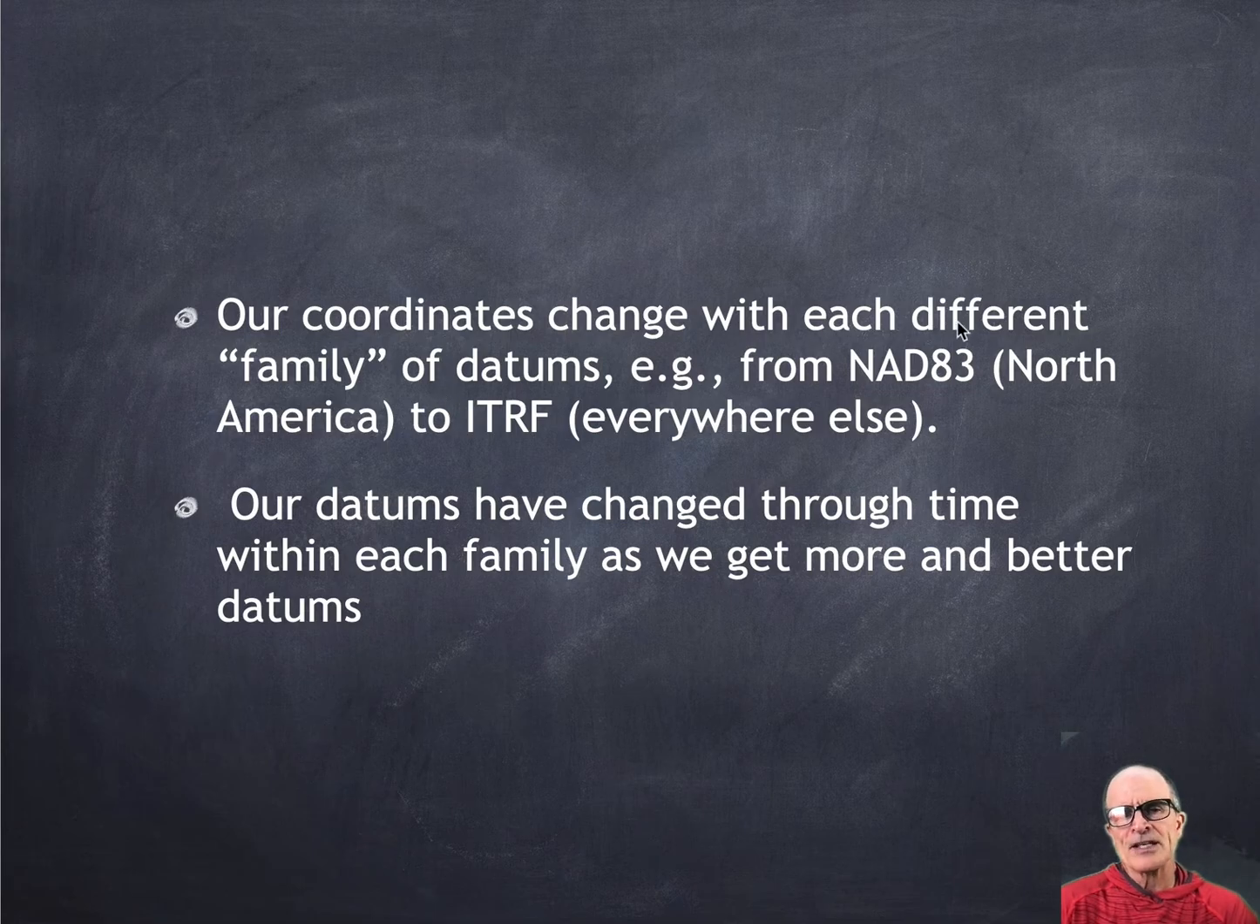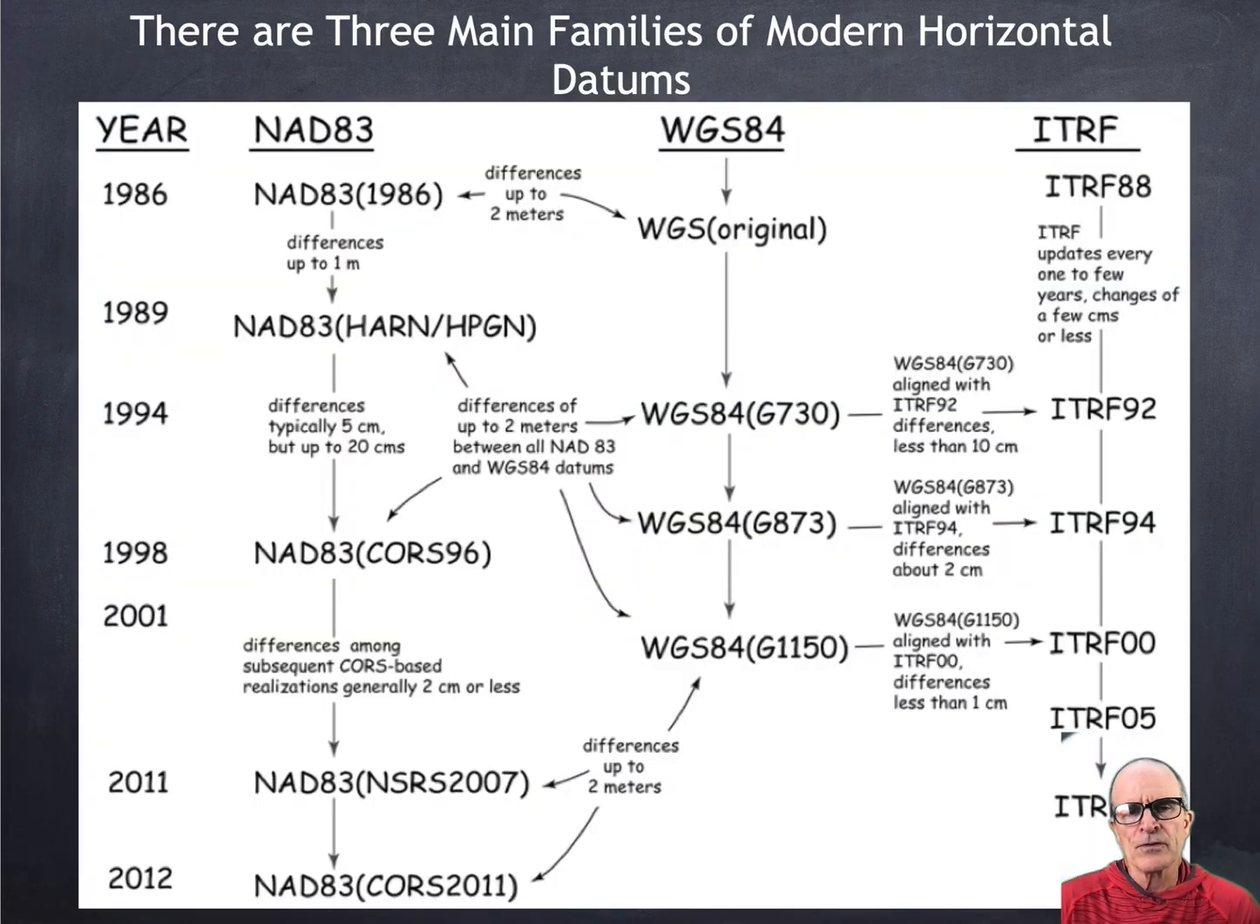So our coordinates change with each different family of datums from the NAD83 to the ITRF, and our datums have changed through time with each family as we get more and better datums, right, as things improve. Now, I put together in the book the 3 main families of datums. There was nothing like this at the time to try and help people understand, right? Here I'm improving the quality of the measurements. And so from the NAD83-86 to the NAD83 HARN, this is non-GPS to GPS. We have a meter shift.